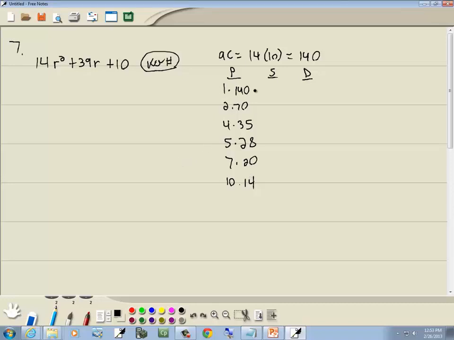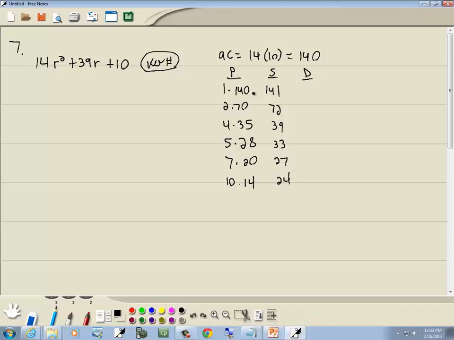Okay, we'll add them. The S column. 1 plus 140 is 141. 2 plus 70 is 72. 4 plus 35 is 39. 5 plus 28 is 33. 7 plus 20 is 27. 10 plus 14 is 24.